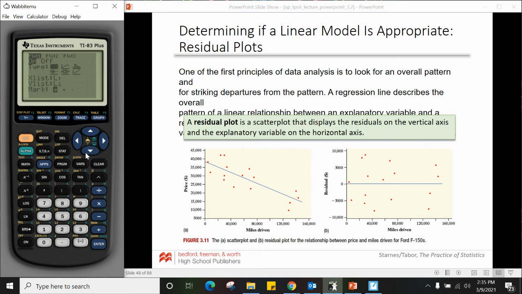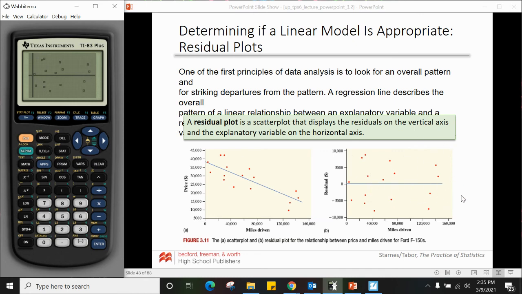So I have a scatter plot here. My exploratory is my L1, my X value. But now for my Y list, or my Y values, I want my residuals. Good thing for us, we've already stored our residuals in L3. So I can press enter, and now I can go back to zoom 9, and boom, I get my residual plot. And it should look very similar to this.